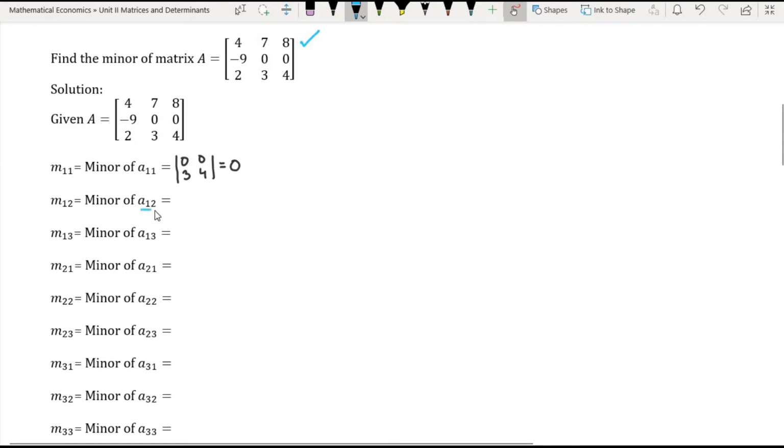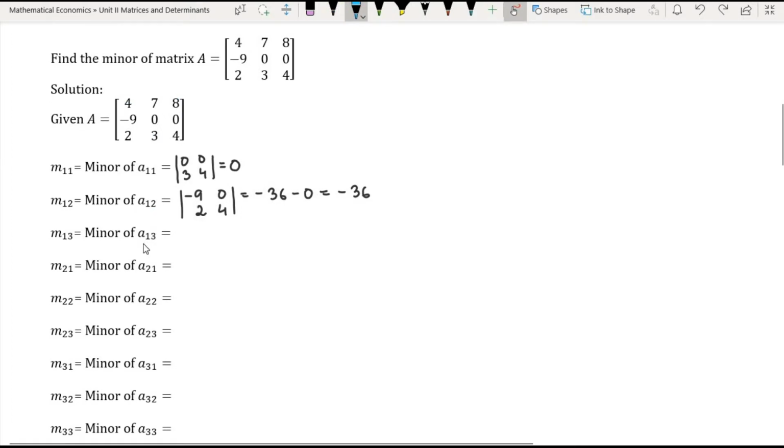Next, the minor of A12, that is element 7, is obtained by deleting the row and the column in which element 7 is present. On deleting the row and the column, we are left with elements minus 9, 0, 2, 4. Minus times plus equals minus. 4 times 9 equals 36 minus 0. Therefore, the minor of the element A12 equals minus 36.